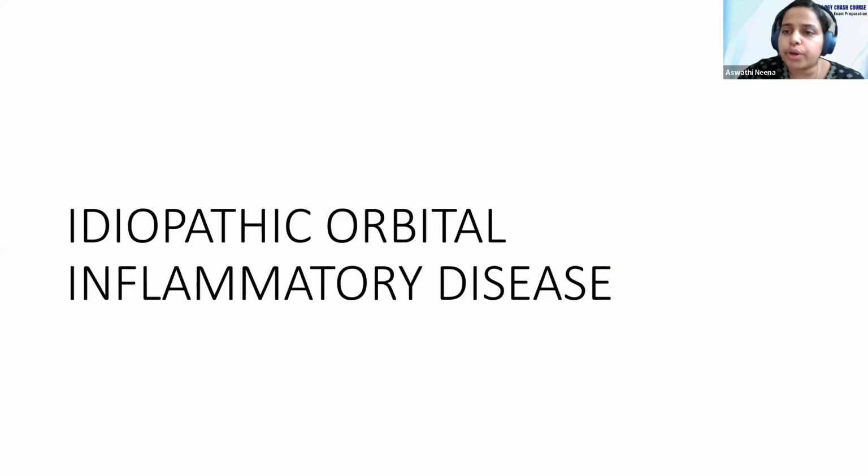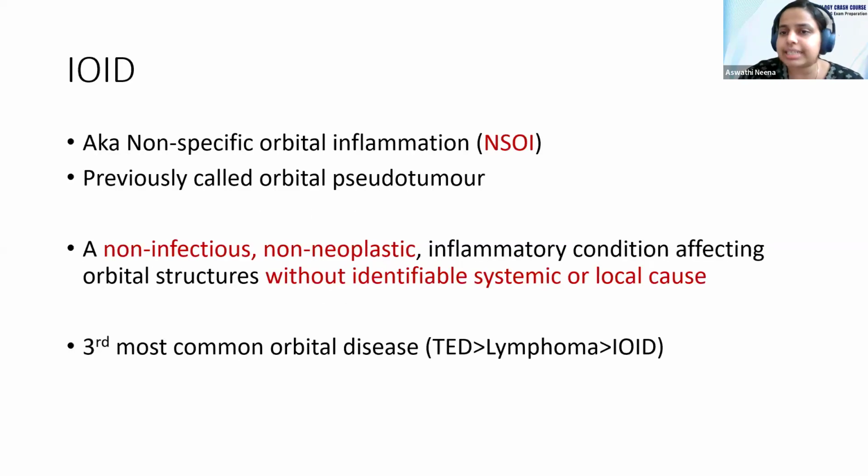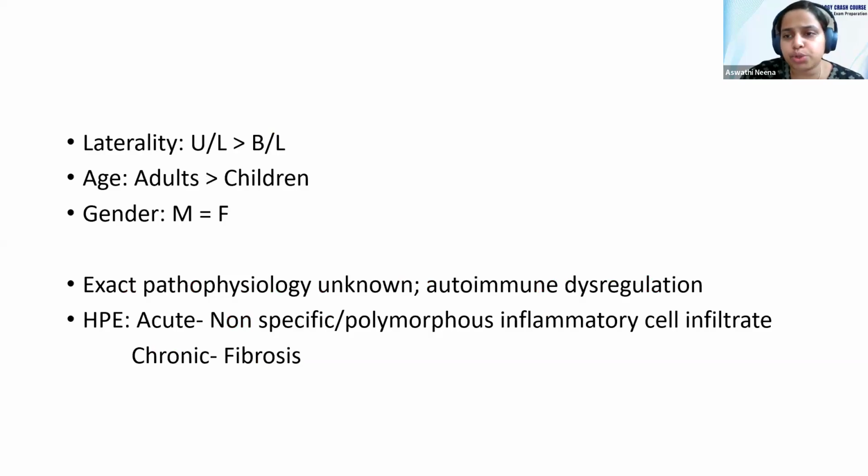to next. Idiopathic orbital inflammatory disease is the preferred term now; the other names are non-specific orbital inflammation. It was referred to as pseudotumor previously. Now it's considered a misnomer because there's not always a tumor present. By definition, it's a non-infectious, non-neoplastic inflammatory condition affecting any or all of the orbital structures without identifiable systemic or local causes. It is the third most common cause of orbital disease after thyroid disease and lymphoma. It usually presents as a unilateral disease, most commonly in adults and without any gender predilection.